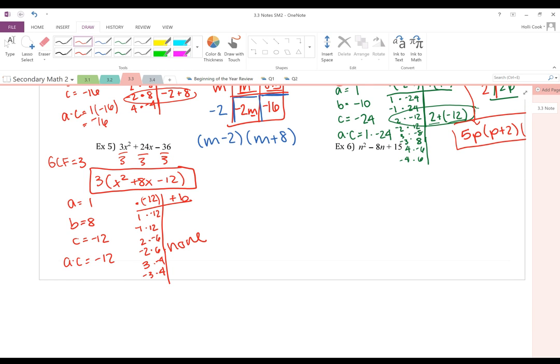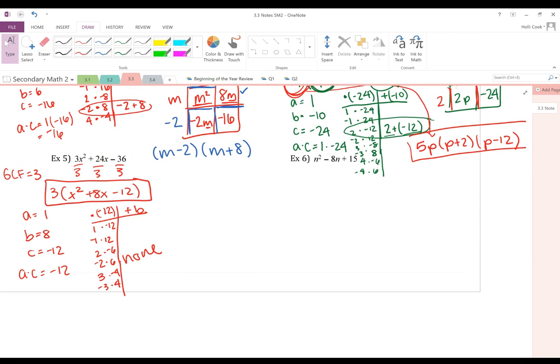All right, lastly, let's look at example 6 really quick. So GCF here is just going to be 1, so we can go straight to ABC. Okay, A is 1, B is -8, C is 15. So A times C, 1 times 15 is 15. So we need two numbers that multiply to 15 and add up to -8. So how can we multiply to a positive number but add up to a negative number?